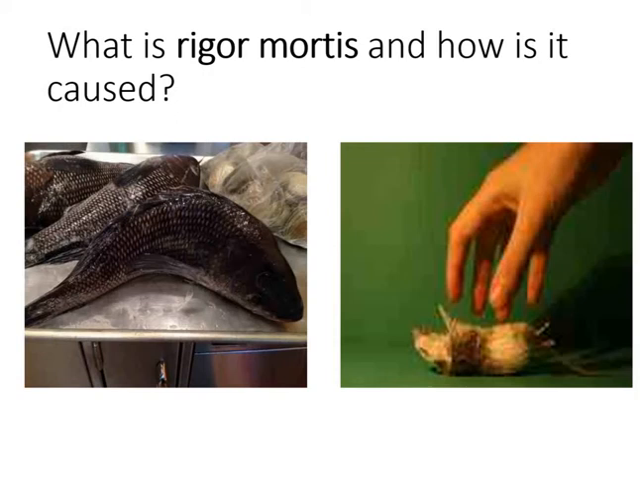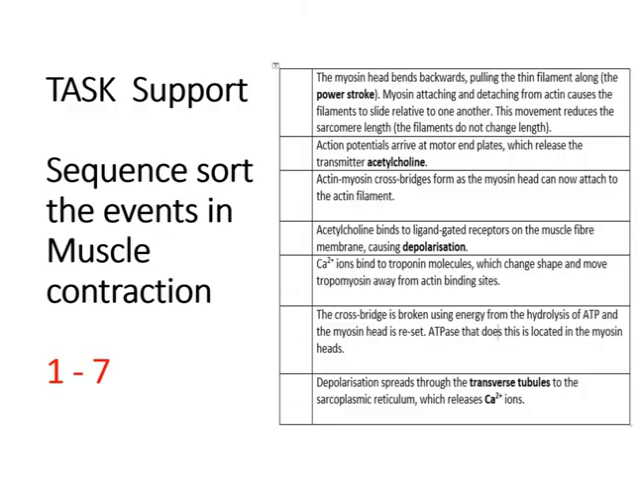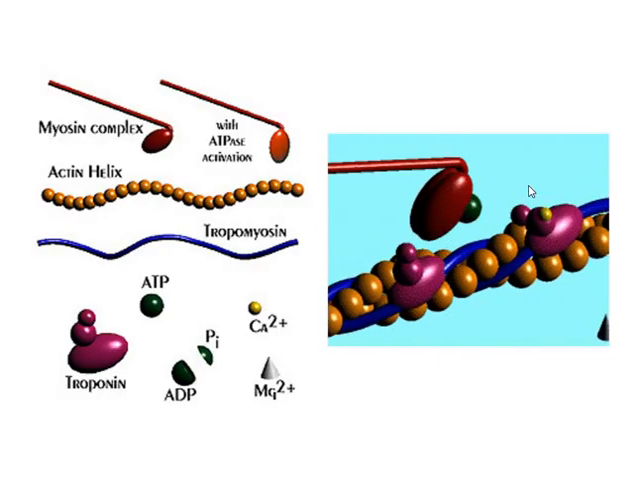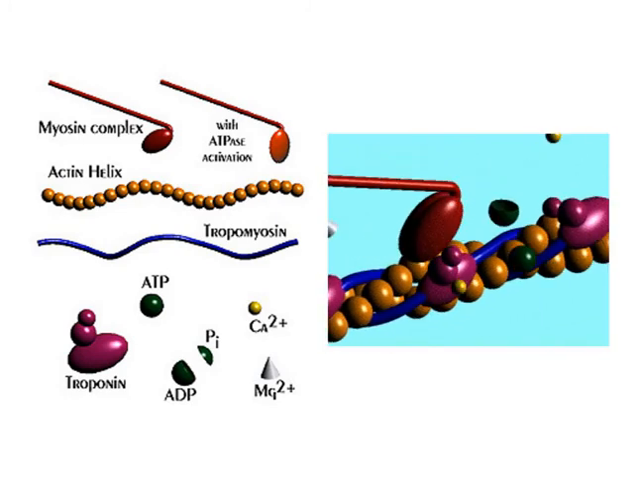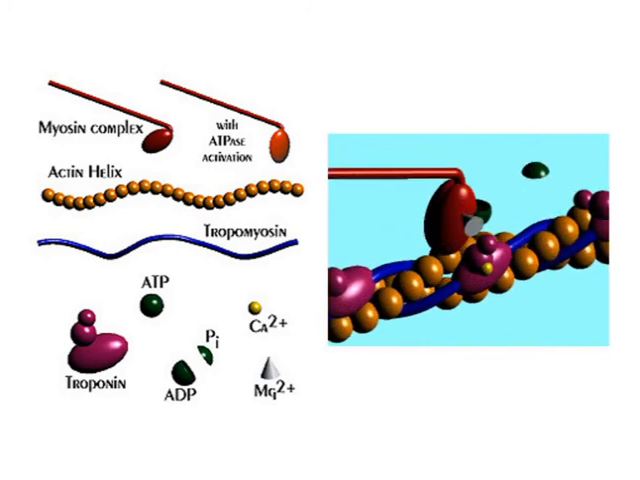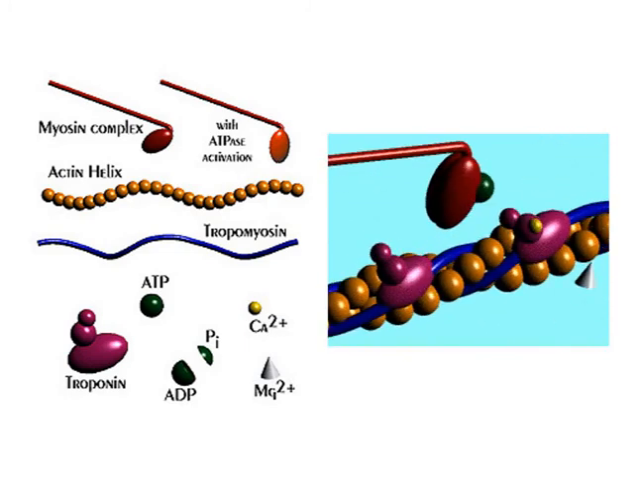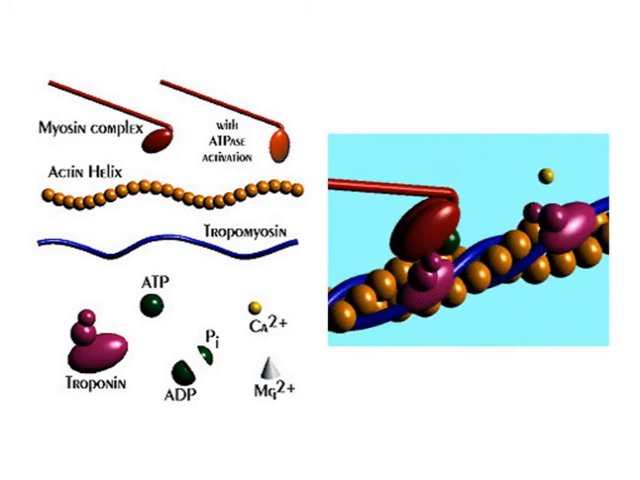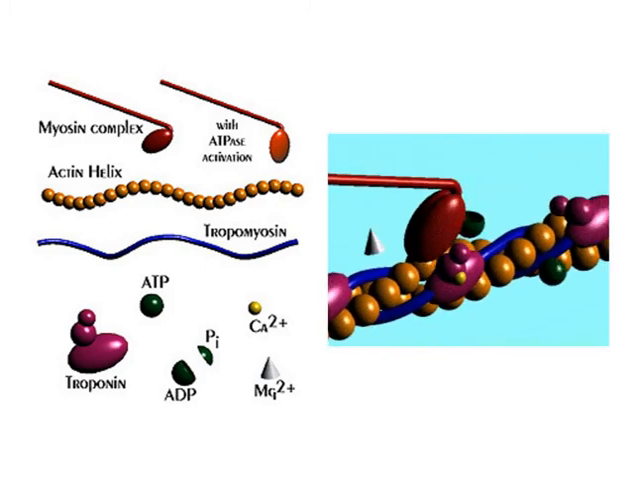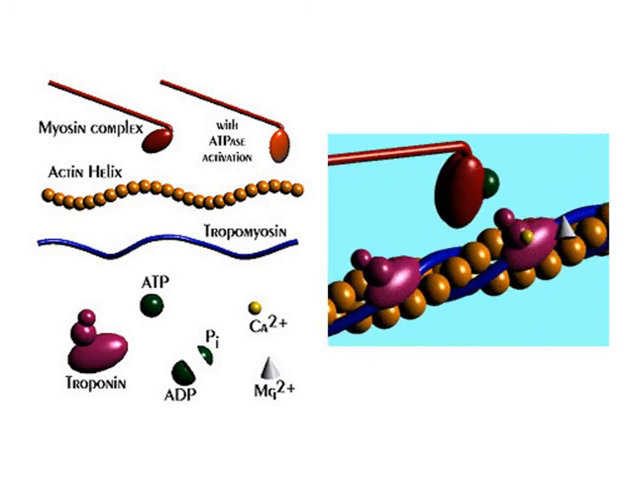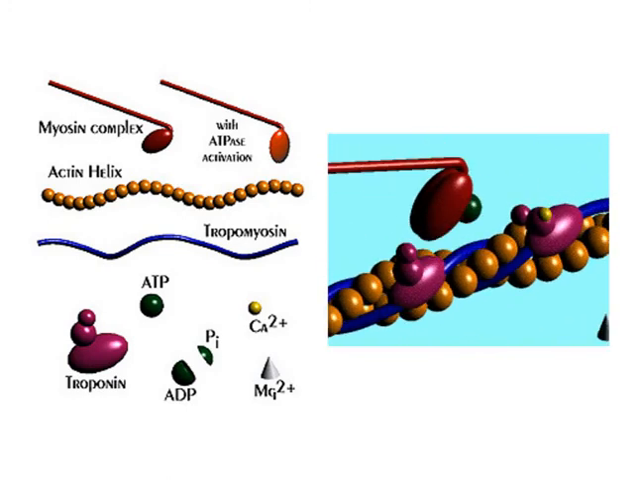The reason is because if we go back to our sliding filament theory, if I just skip back to my image, energy is required to break that cross bridge. So after we die, we stop making ATP. We stop doing aerobic respiration because we're not breathing. Any organism that is not doing aerobic respiration will not produce ATP. So therefore, the myosin head stays bound to the actin filament.